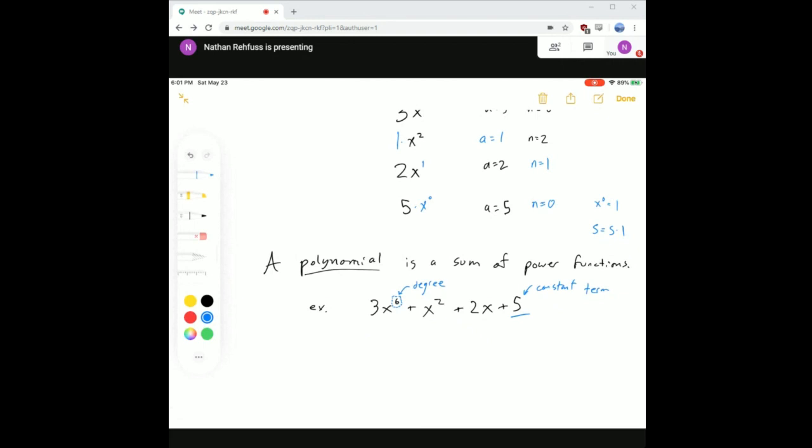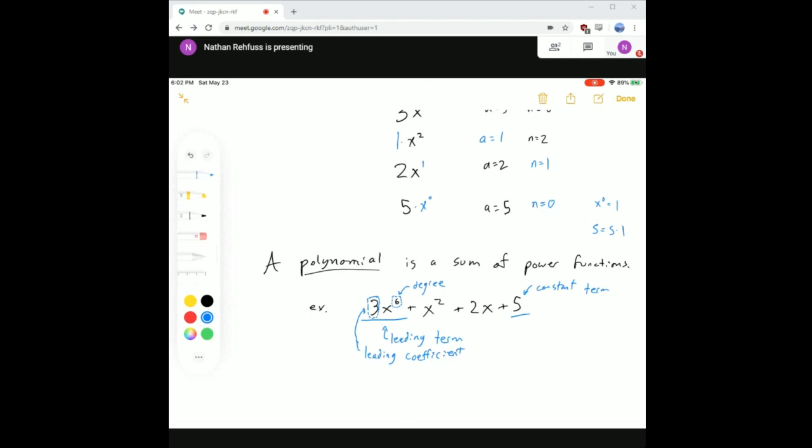Whatever term has the degree is known as the leading term, because usually we write it out in front. And whatever the coefficient is on the leading term, this is about the least creative name ever, it's known as the leading coefficient.